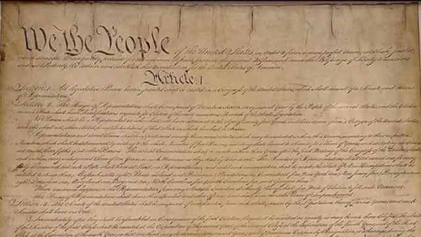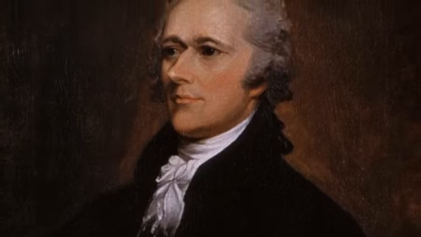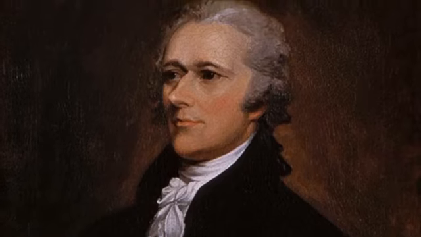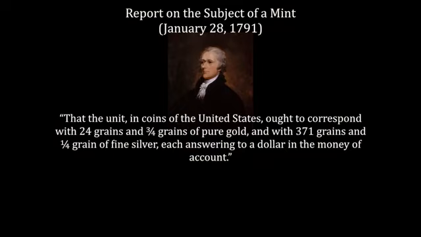Following the ratification of the Constitution, the Secretary of the Treasury, Alexander Hamilton, was directed to report on the establishment of a mint. In his January 28, 1791 report, Hamilton suggested that the unit in coins of the United States ought to correspond with 24 grains and 3/4 grains of pure gold, and with 371 grains and 1/4 grain of fine silver, each answering to a dollar in the money of account. While Hamilton suggested slightly reducing the amount of grains in a silver dollar, he still understood that a dollar was defined as a specific metal of a specific weight and fineness.